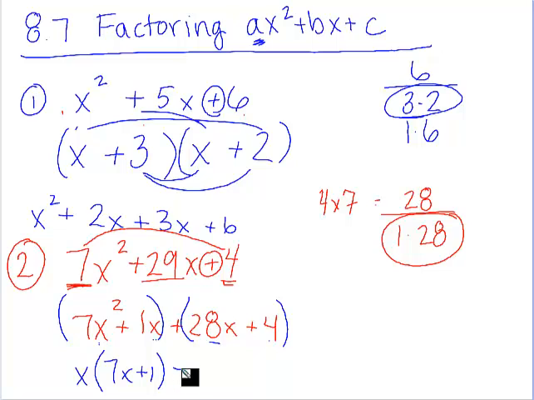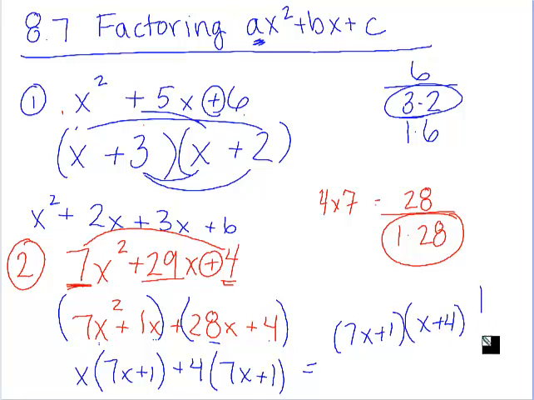What's the greatest common factor between 28x and 4? 4. So we take out a 4, and then what are we left with if we divide both of those by 4? 7x plus 1. Now, do we have parentheses that match? Yep, so that means that this factors down to 7x plus 1 times, what did we have left? X plus 4. Okay, so that's our first option, is we take the problem and we create it into a grouping problem.